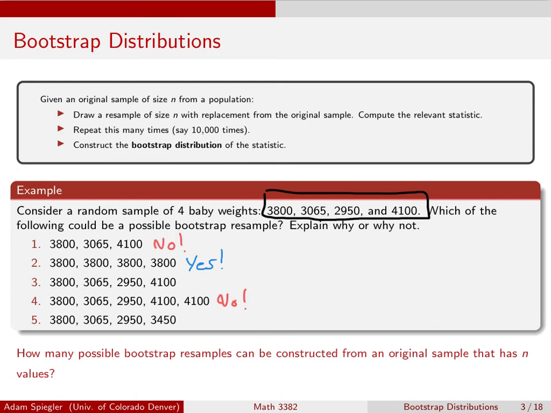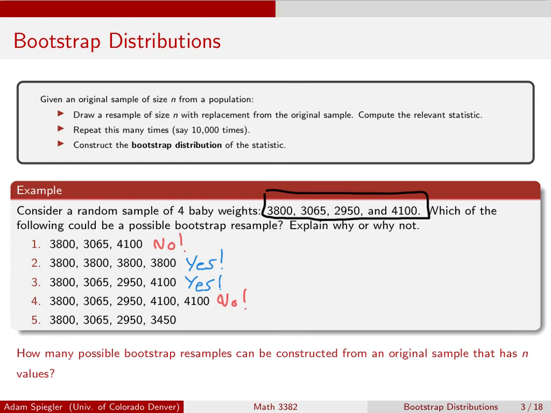Looking at the third one, we pick a 3,800 first, we put it back in, then we pick 3,065. That's a value, we put it back in, 2,950, and then 4,100. This is actually the same exact sample that we started with. And so it is possible that we could pick a bootstrap resample and get the original sample back. We've got 4 values. Each of those 4 values was in the original sample, so that's possible.